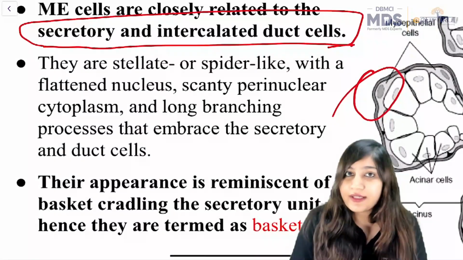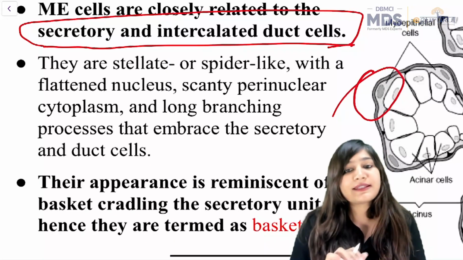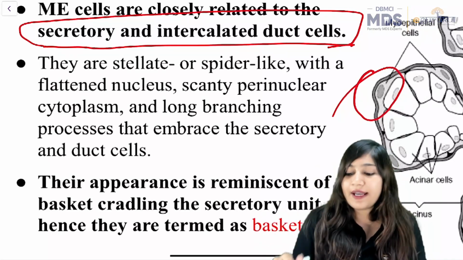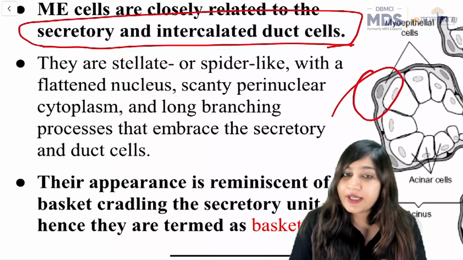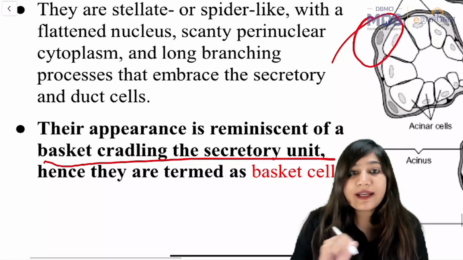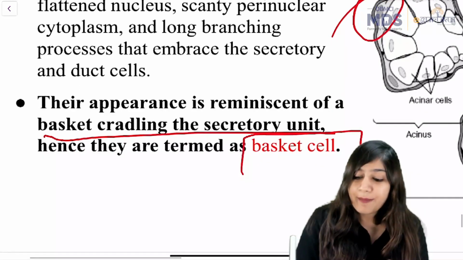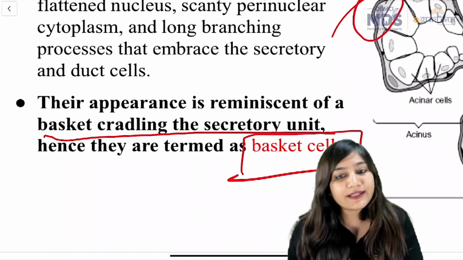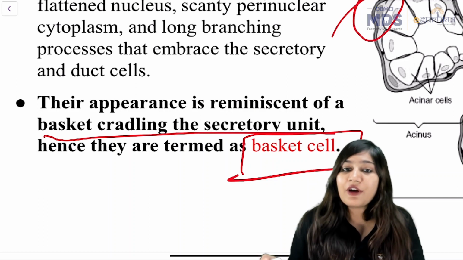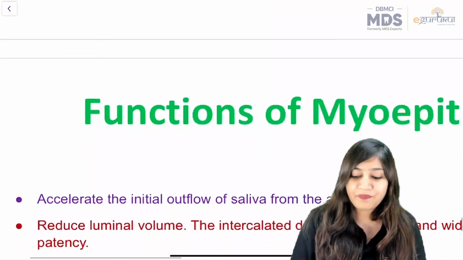They are mainly stellate or spider-like with flattened nucleus, scanty perinuclear cytoplasm, and long branching processes that embrace the secretory duct cells. This appearance is like a basket cradling the secretory unit. So they are also known as basket cells. They have stellate appearance, spider-like appearance. They can have the appearance of an octopus sitting on a rock, right?